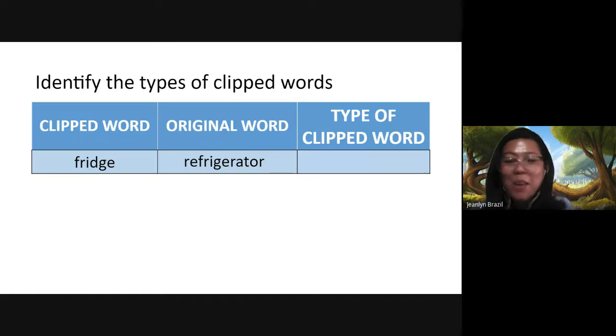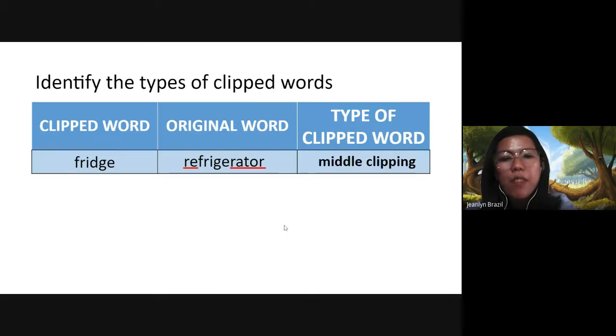Okay? Next time, ha, sagutin natin ng complete sentence. Okay? But your answer is correct. We remove re and rator. And therefore, natira na lang yung salitang fridge, pero dinagdagan natin ng letter D. Okay? And the type of clipped word is middle clipping. Please raise your hand if you got the correct answer. Okay, tingnan nga natin kung sino ang mga tama.